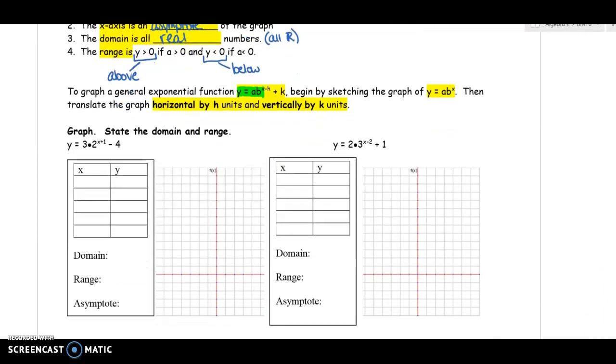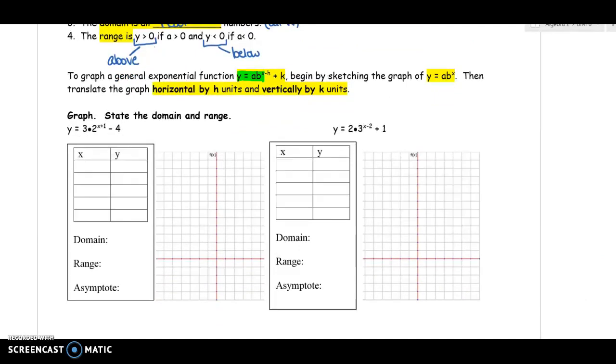So this first example, y equals 3 times 2 raised to the x plus 1 minus 4. We're going to take everything up to the x and then stop. The plus 1 and the minus 4, we are going to move our temporary points based on that. So what does the plus 1 in the exponent tell us is going to happen? The number in the exponent moves it side to side, and that's backwards. So plus 1 is going to mean left 1. And the minus 4 will mean down 4. So our temporary points are going to be moved left 1 and down 4.